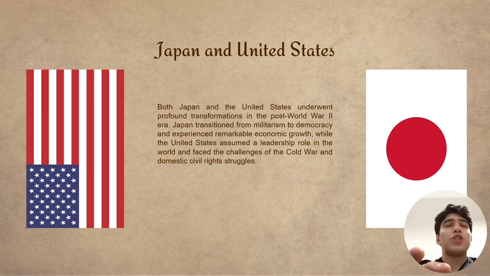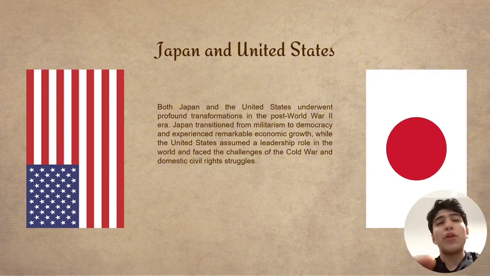Then the Japan and United States post-war years. Both Japan and the United States underwent profound transformations in the post-World War II era. Japan actually transitioned from militarism to democracy and experienced remarkable economic growth, while the United States assumed a leadership role in the world and faced the challenges of the Cold War and domestic civil rights struggles. Actually, during the Cold War, Japan acted as an ally for the United States.